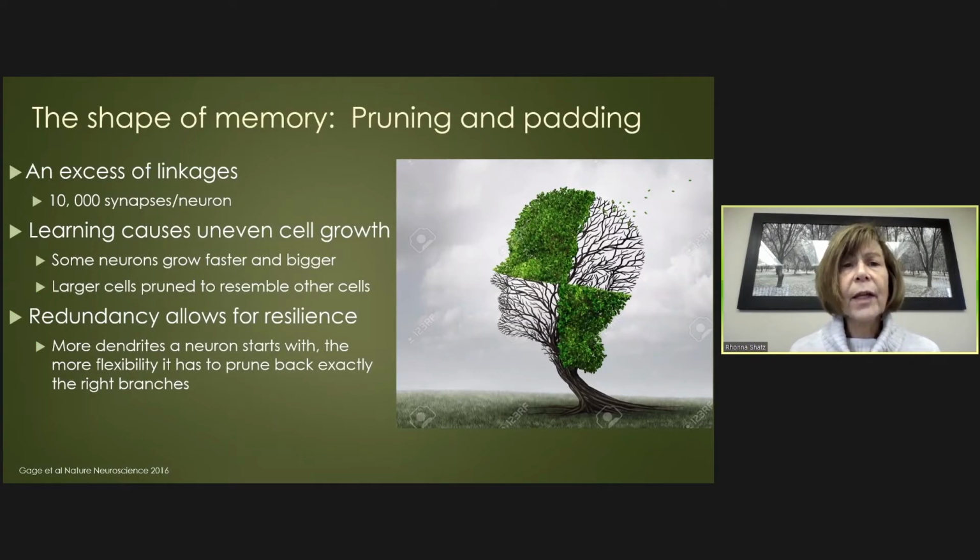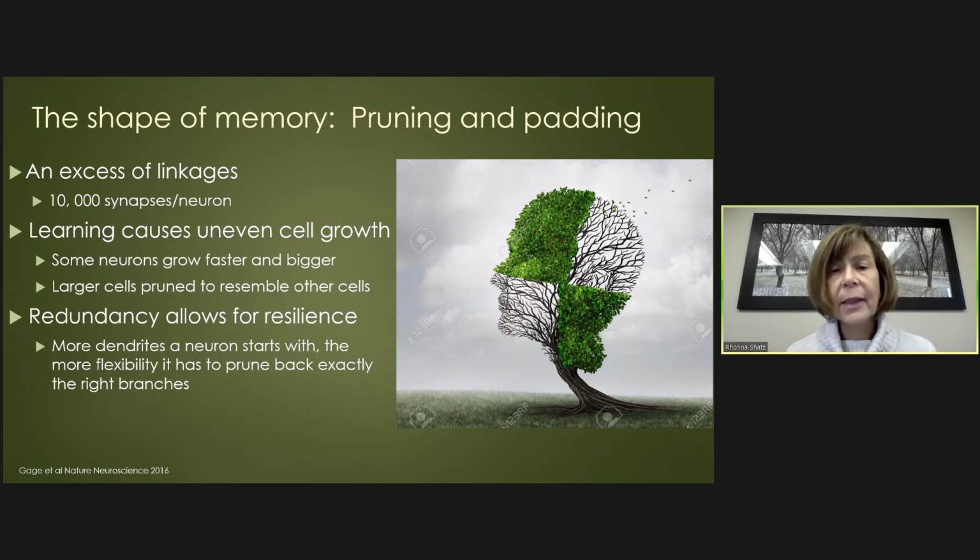Memory itself is the product of both a pruning and kind of a padding mechanism. We actually have an excess of linkages from neuron to neuron. There's about 10,000 connections or synapses for each neuron. And when we are learning something, we have uneven cell growth. Some neurons grow faster and bigger than others, and larger cells then are pruned to resemble other cells.